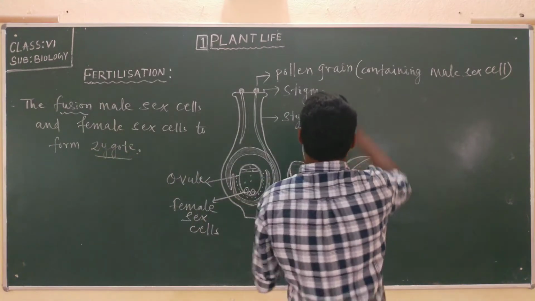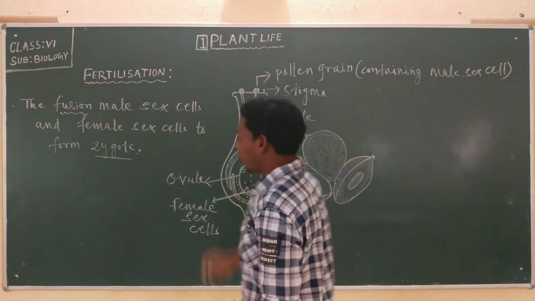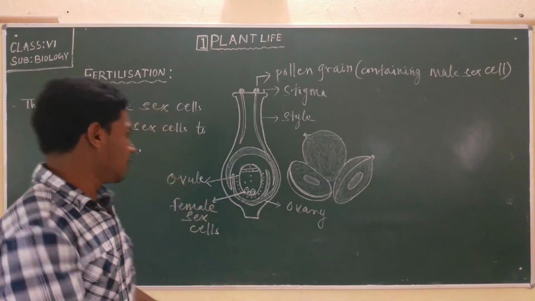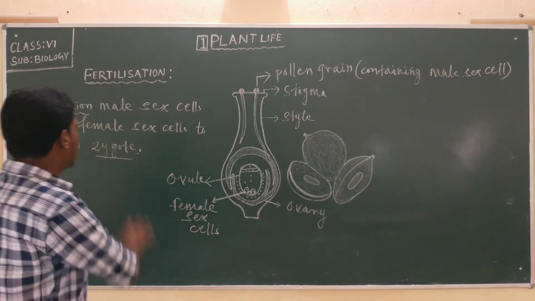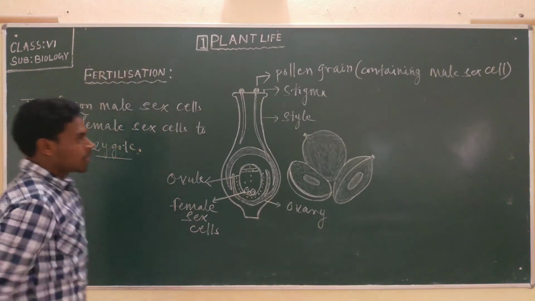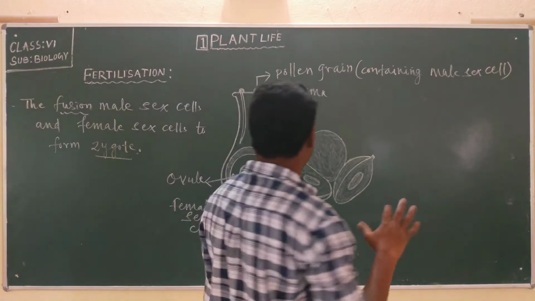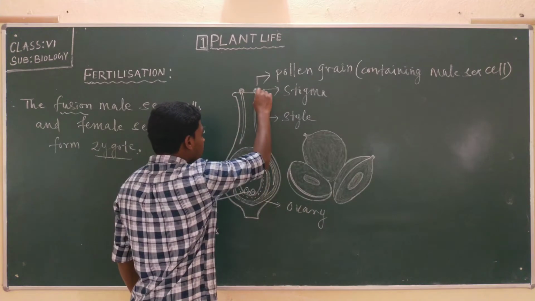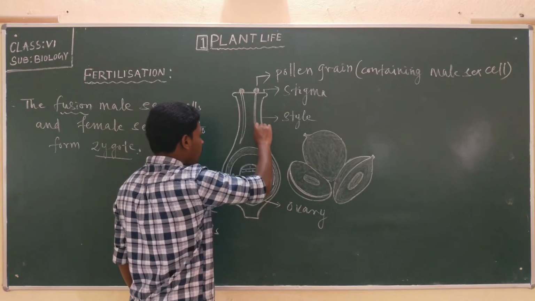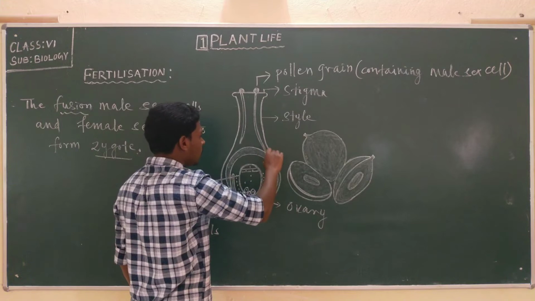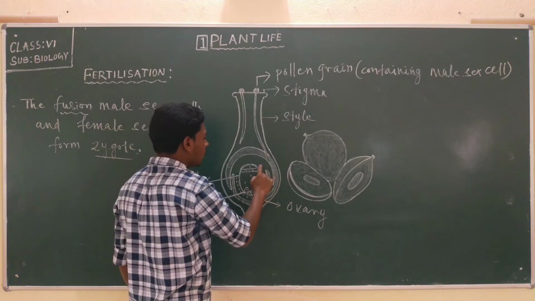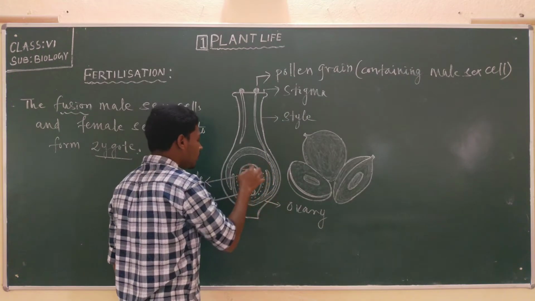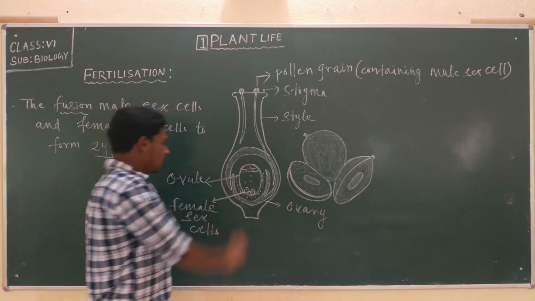So this male sex cell and female sex cell fuse together to form what? Zygote. Hence this process is known as fertilization. Here you can see the pollen tube runs all along the style and reaches the ovule, and inside the ovule we find the female sex cells.